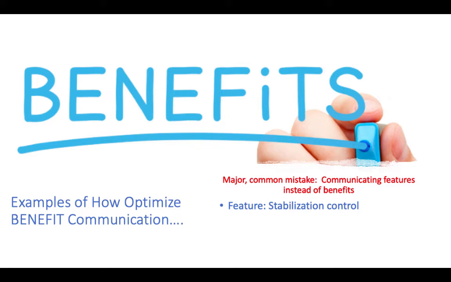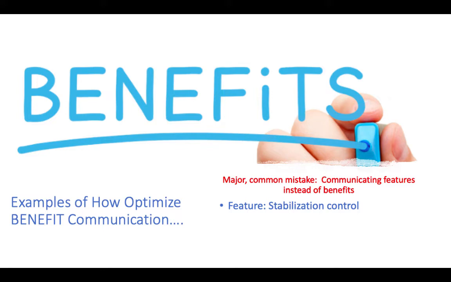And I go, sounds good. What is that all about? How does that help me? See, the test of a feature is it doesn't answer how it helps me. It tells me what it is, but it doesn't tell how it helps me. And if you want to get strong benefit communication, you need to communicate how your benefit helps people.